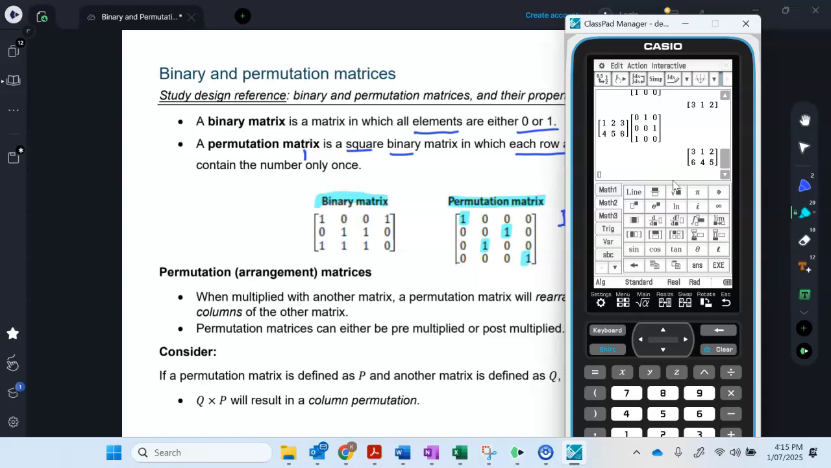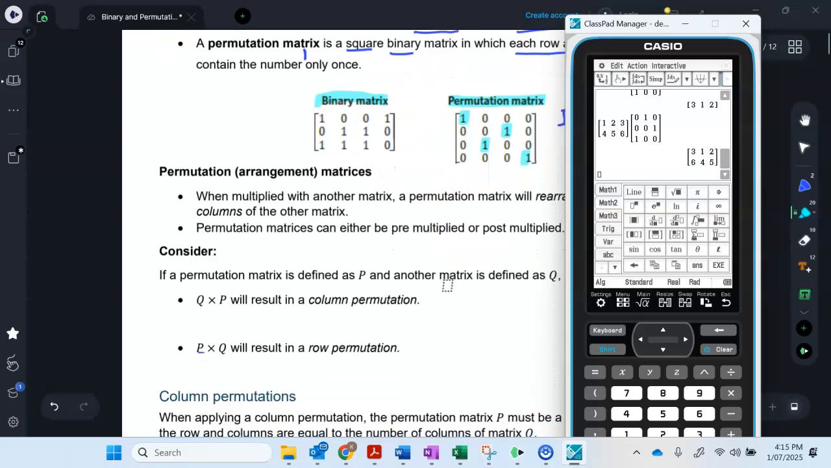But what was I going to say? Your order does matter, and your permutation matrix does have to be a square, but what you're multiplying it by doesn't have to be a square matrix. You just have to, the multiplication just has to be defined. So let's have a look first of all.